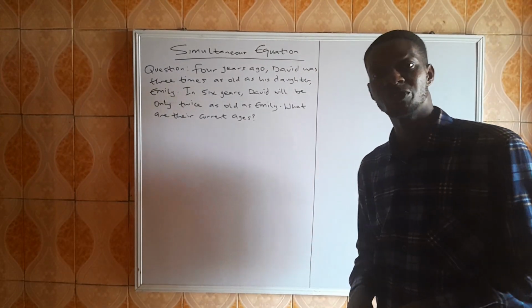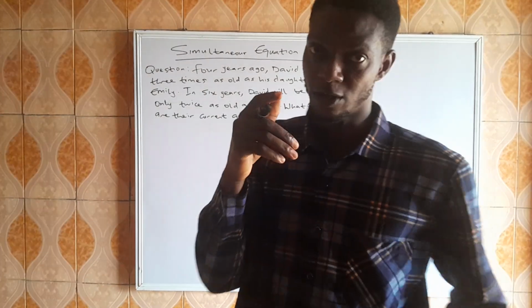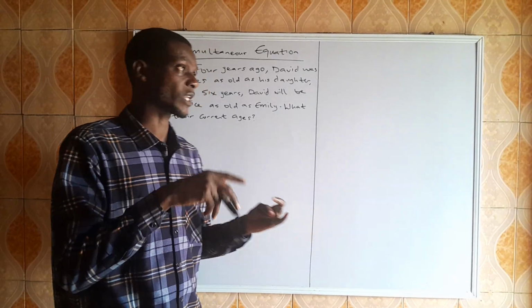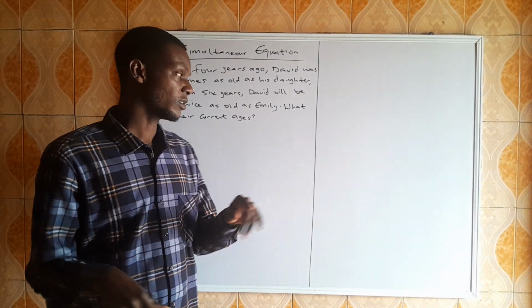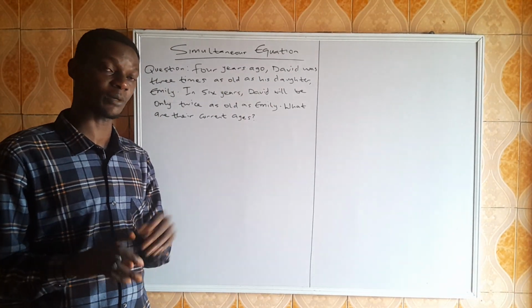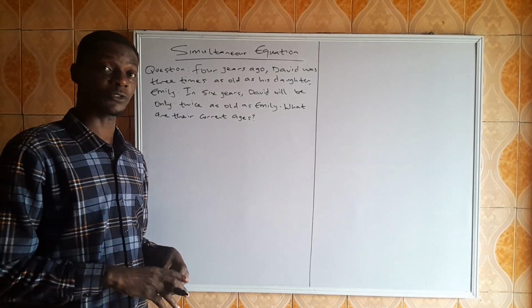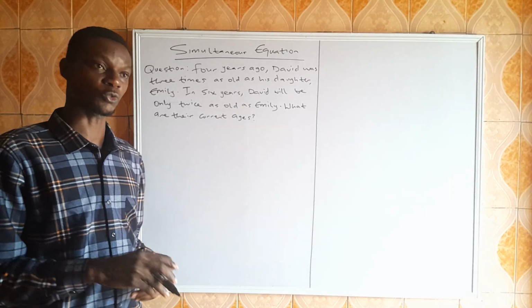For this session, we'll still be discussing simultaneous equations. In our previous videos, I talked about the elimination method and the substitution method, and we saw some examples under that. Today we want to look at a word problem leading to a quadratic equation, leading to simultaneous equations. For this word problem, we're using the elimination method to solve.